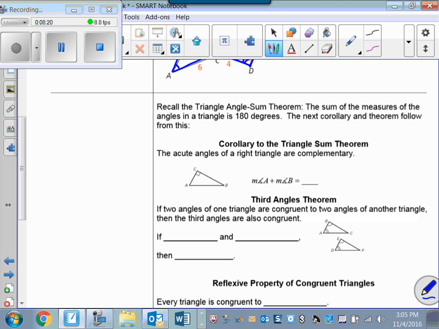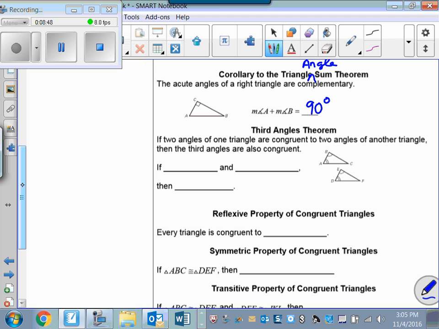So let's look at the corollary to the triangle angle sum theorem, right there. And what does it say? It just says the acute angles of a right triangle are complementary. So the measure of angle A plus the measure of angle B has to be 90 degrees. And if you think about that for just a second, it makes perfect sense because you know the sum of those angles is 180. If one of them is 90, the sum of the other two also has to be 90.